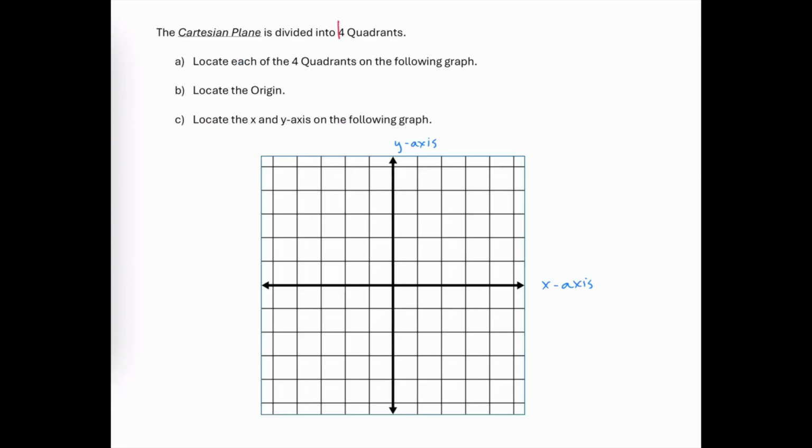The Cartesian plane is divided into 4 quadrants. This upper right-hand quadrant is the first quadrant. The upper left is quadrant 2. This bottom left area is the third quadrant, and over here we have the fourth quadrant. And again, the origin is here in the center.